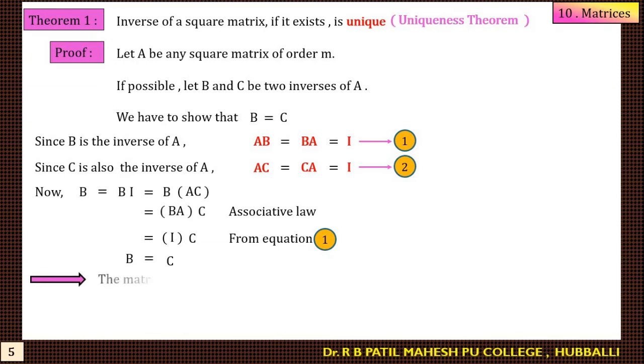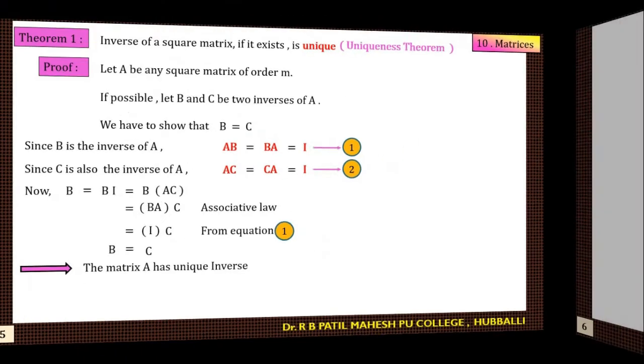Which means that the matrix A has a unique inverse. That means we don't have more inverses for the given matrix. There is always only one inverse. If I say that there are more, then they are not different matrices. It is the same matrix only. I hope you understood the meaning of this theorem and the method of proving this theorem.